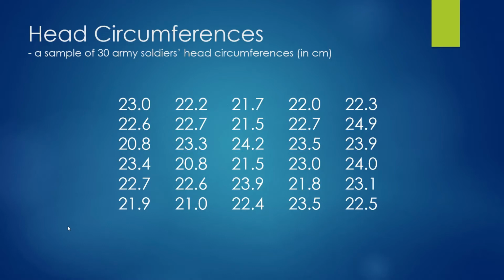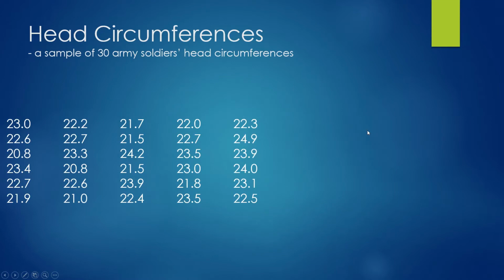Alright, here we are given a sample of 30 Army soldiers' head circumferences in centimeters. This is the type of data that we'd be gathering in order to provide helmets or other gear for soldiers. You will notice that the data goes from about 20.8, is that the smallest value? I think 20-ish is the smallest value, and then the largest value goes to 24.9, I believe. So we have a range in our data from 20.8 to 24.9.